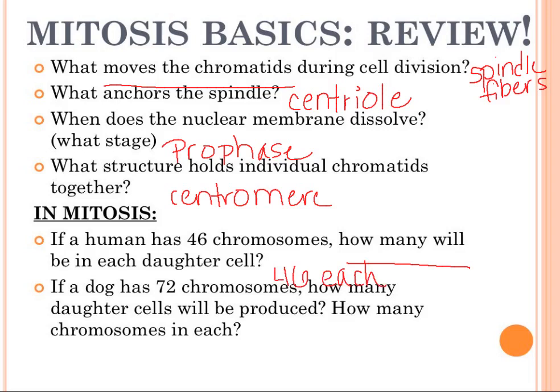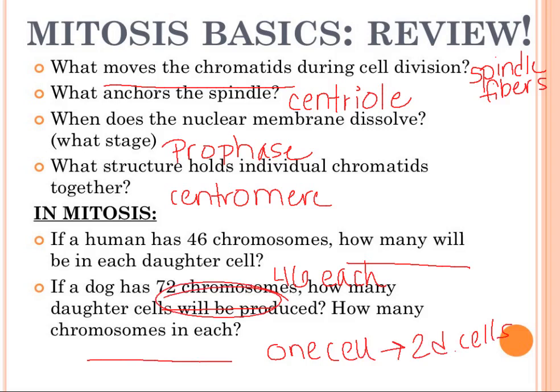So if a dog has 72 chromosomes, how many daughter cells will be produced? Once again, kind of a trick question. No matter what, one cell makes 2 daughter cells. And then how many chromosomes in each? 72 in each daughter cell.